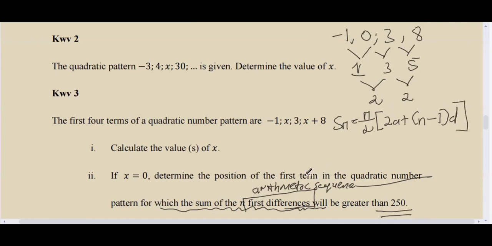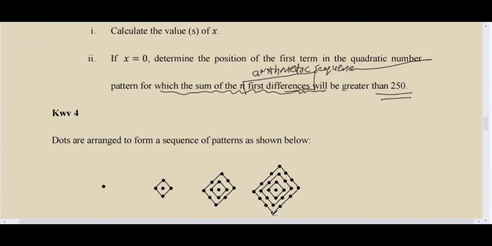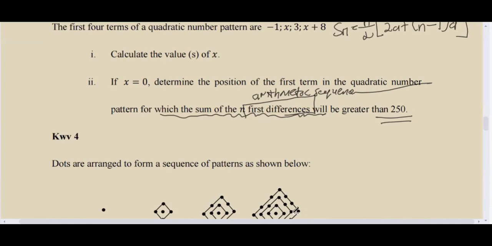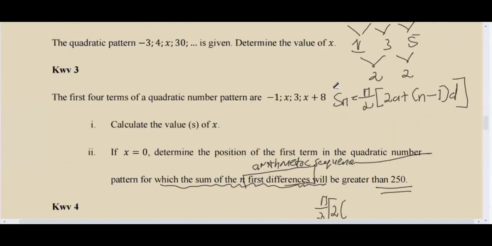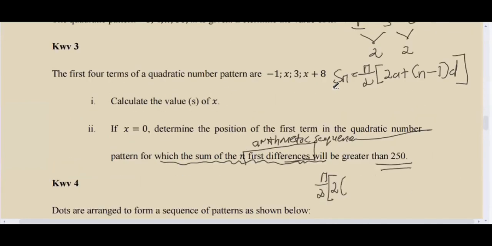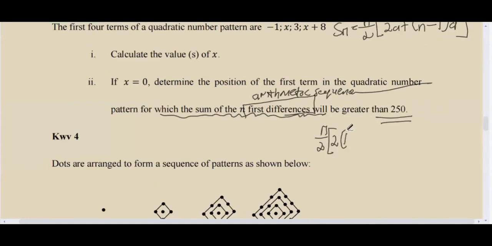Okay, so now they said for which the first differences will be greater than 250. The first differences need to be greater than 250. So let's solve it here. So we have n over 2, right? And then bracket, this is 2. What is my a? My a value is the first term for the first differences. So it's 1, right? So I'll substitute 1 there.